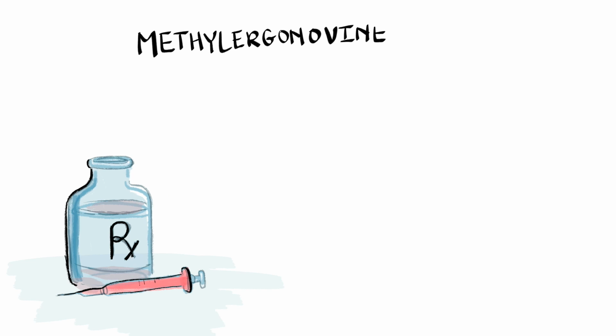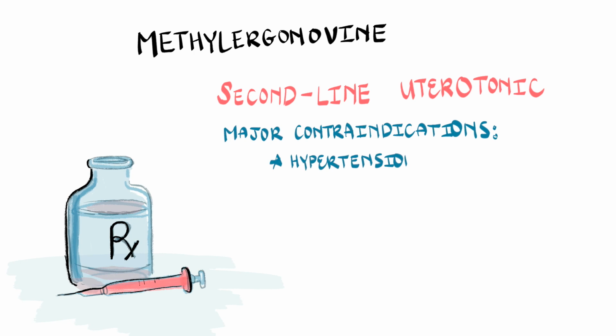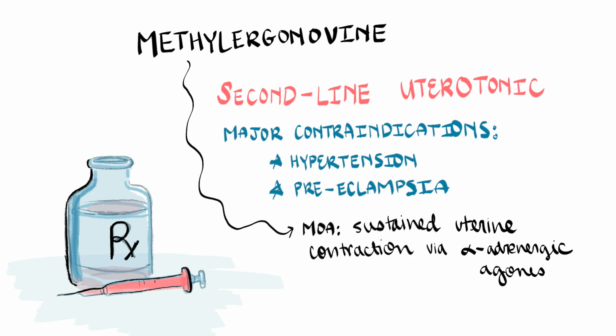Methylergonovine, also known by its brand name Methergine, can cause sustained uterine contractions via alpha adrenergic and serotonin receptor activity. It's another second-line drug that can be used in postpartum hemorrhage. You'd maybe want to use this if you had a patient who had asthma, who was contraindicated to use carboprost. A major contraindication for Methergine, though, is hypertension or preeclampsia in pregnancy. You don't want to have unopposed alpha adrenergic stimulation in patients that are hypertensive.